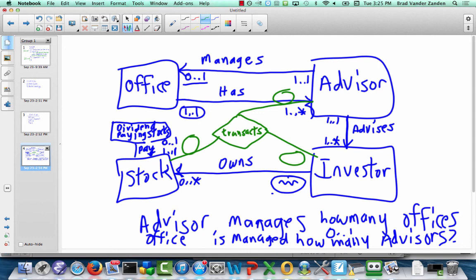Okay, so let's start with an investor and an advisor. So if I have a particular advisor, let's say advisor 301 and investor I32, how many stocks do you think the advisor may have brokered for the investor? 0 to many. They may have sold 0 thus far. They may have sold many. So that one's 0 to many.